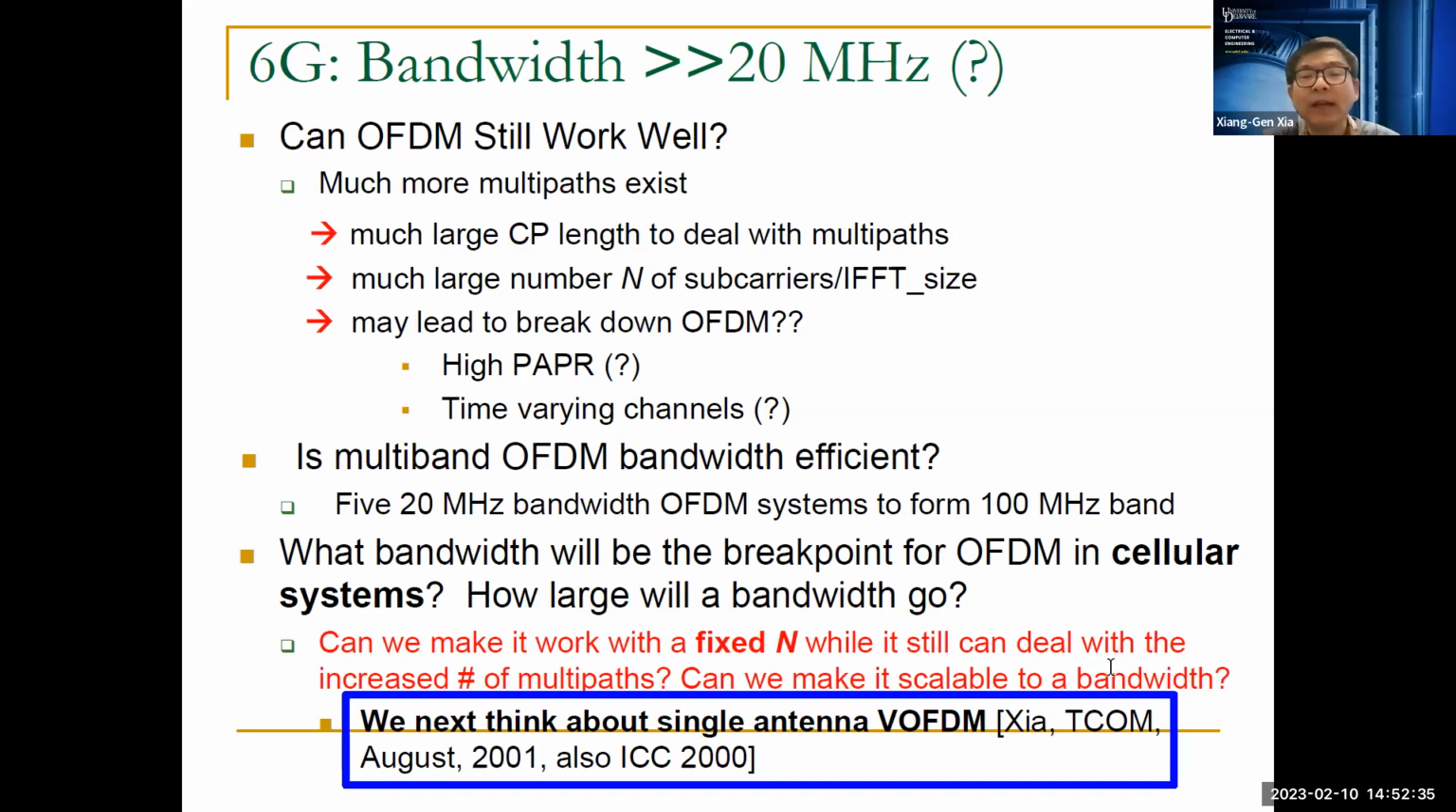Okay, so in order to answer this question, I would like to talk about single antenna vector OFDM, which first appeared 22 years ago. And okay, so this is what I want to talk about a little bit.